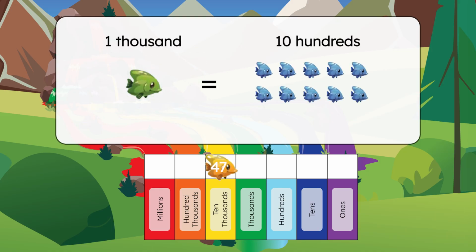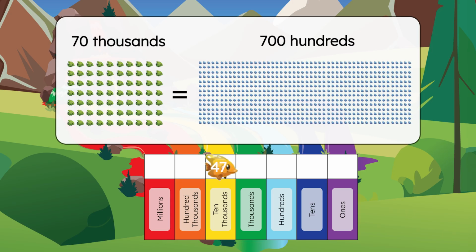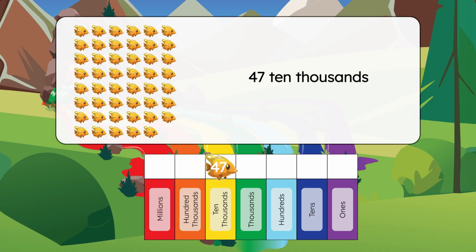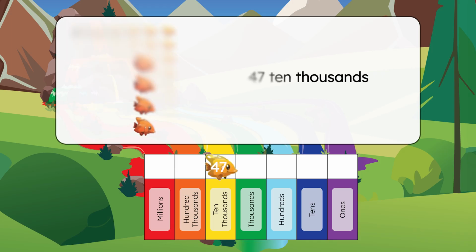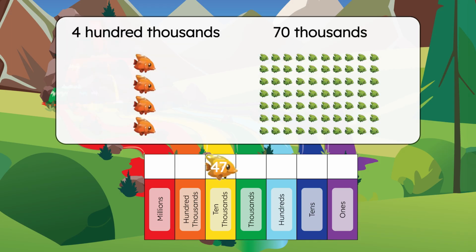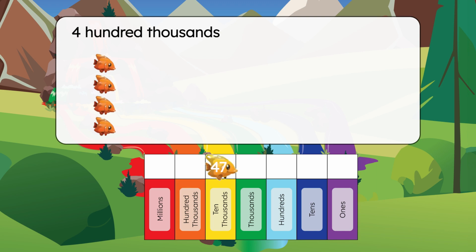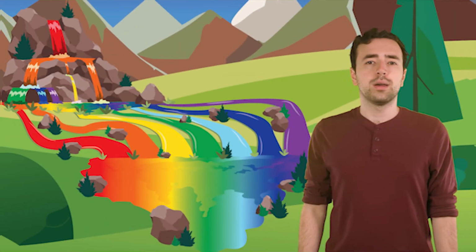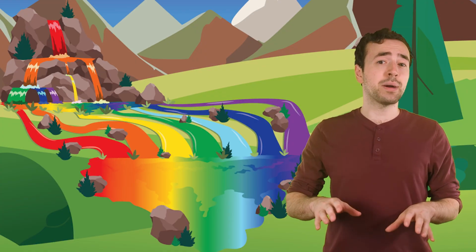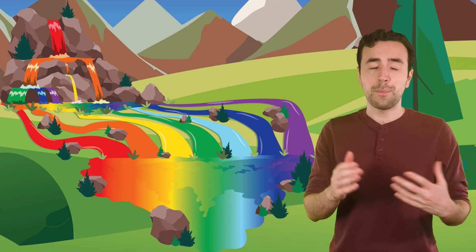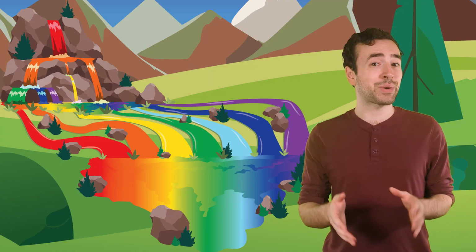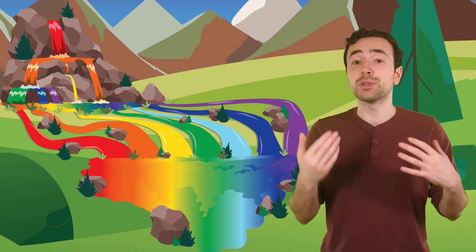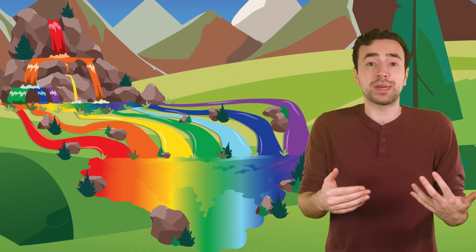Since each thousand is made up of 10 hundreds, 70 thousands can be renamed as 700 hundreds. So, the original school of 47 ten thousand fish can be renamed in many different ways, like 400,000s and 70,000s, or as 400,000s and 700 hundreds. Wow, numbers really are flexible. As we move across the place values and rename numbers, the name of the number changes based on the grouping, but the value of the number itself does not change. We're simply looking at the number in different ways by grouping it differently.